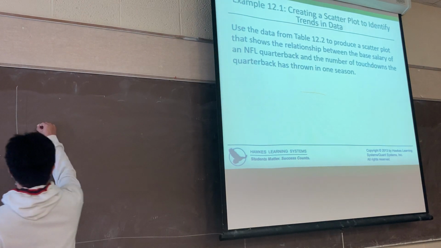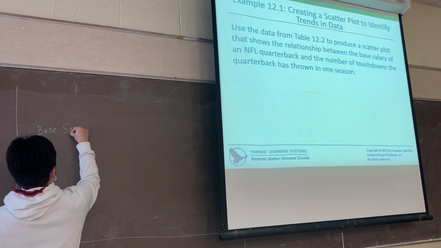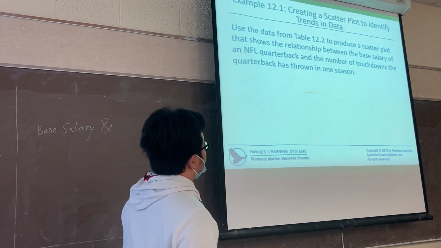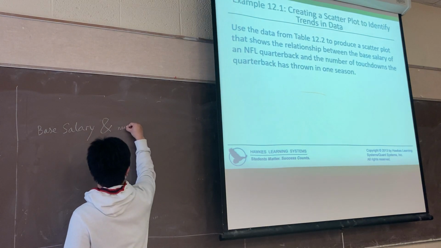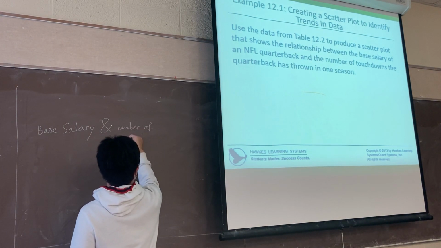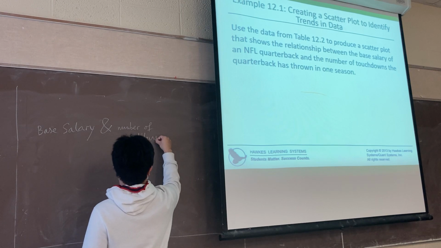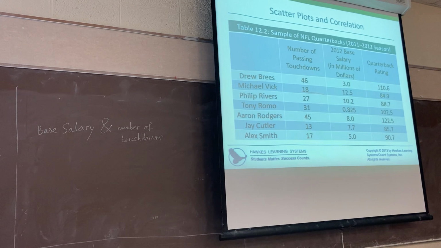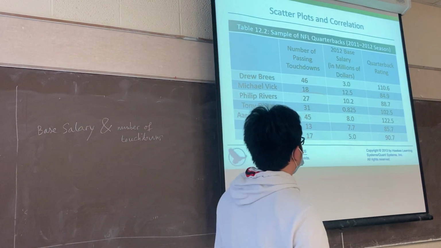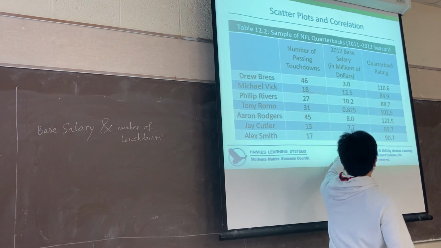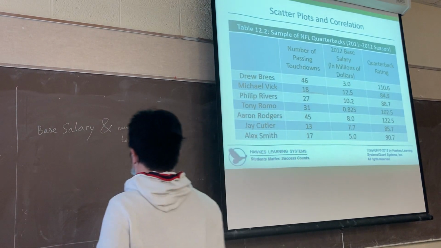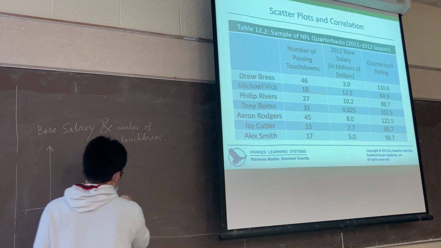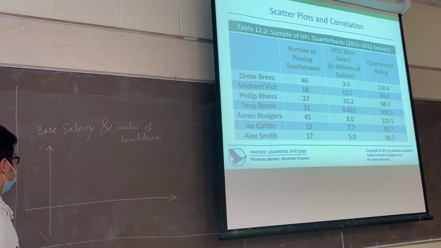Okay, we have to know which is which. The base salary and the number of touchdowns, right? Touchdowns. Okay, so we will look at the table again. So we have the number of touchdowns here and we have the salary here. We have two variables here. So now we will construct the scatter plot by using the graph here.